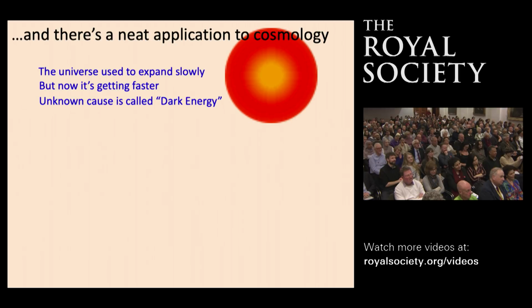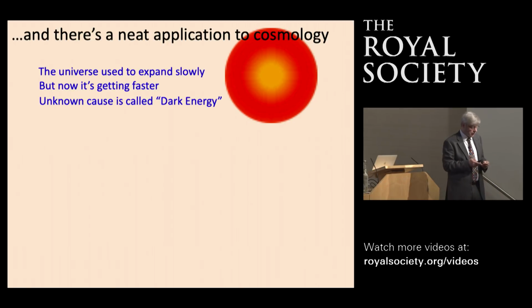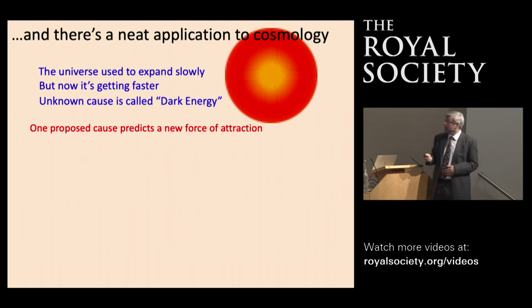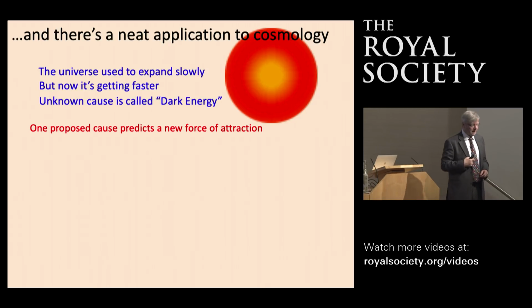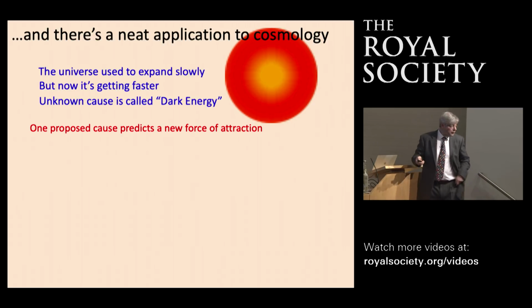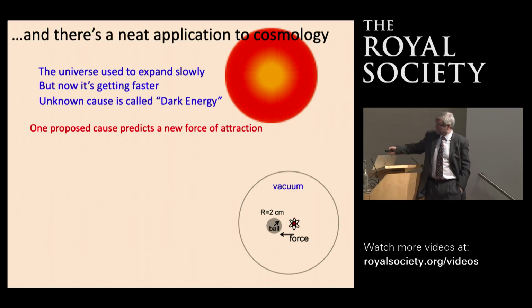So theorists try to work out what could it be, what is the cause of this dark energy. And one idea, as a byproduct of this idea, was that there would be a new force of attraction between an atom and a ball.